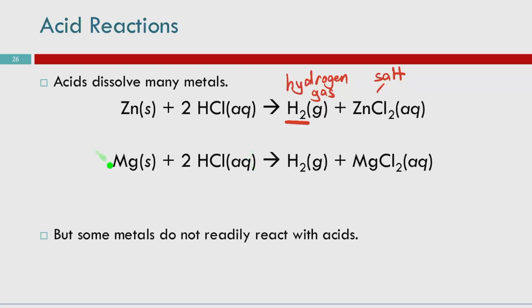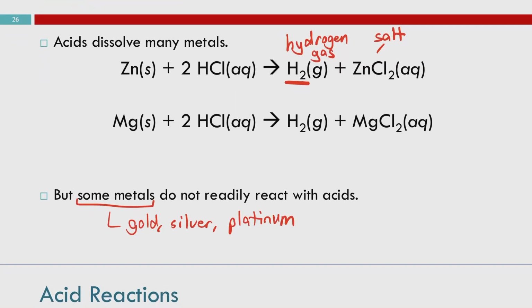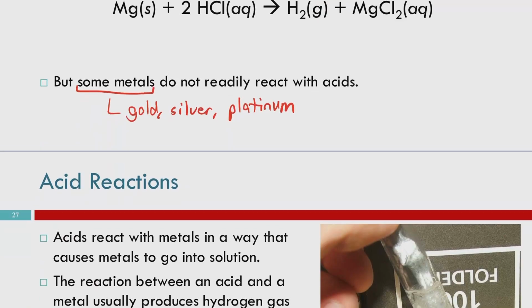We did this second one. If you remember when we had the eudiometers, we flipped them over and we had the little magnesium strip that was dissolving. Some metals don't react readily with acids, the fancier metals, things like gold, silver, platinum. That's part of the reason that they're used for fancy jewelry, is because they don't react with things very much. So that's one of our two important reactions.